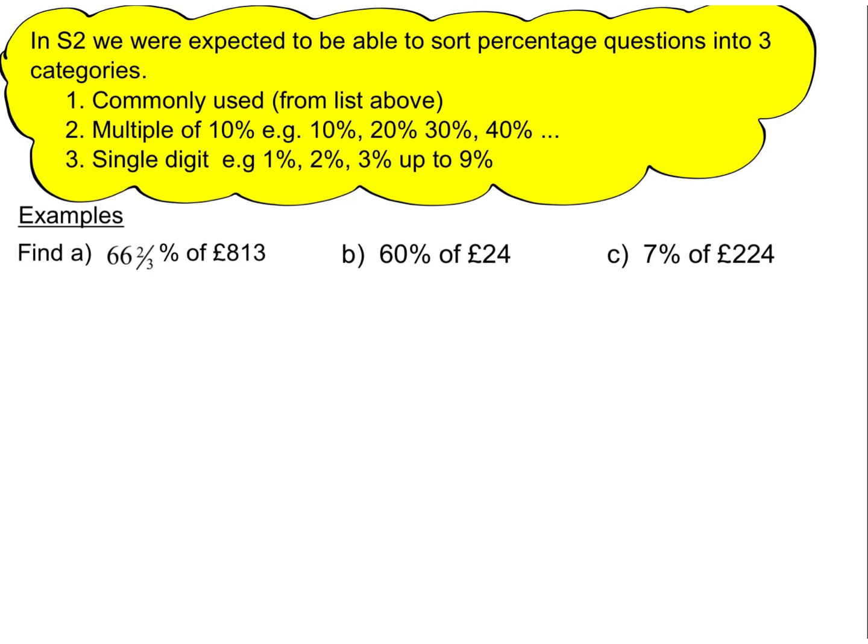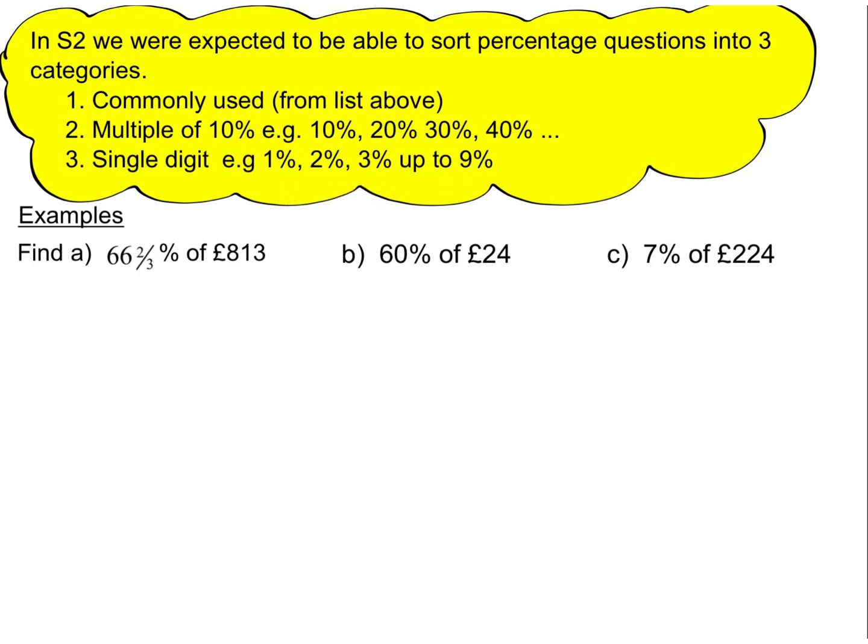Now, when we're asked to find a percentage of an amount, there are basically three types of question you could be asked. So we need to sort them into three different categories. The categories are commonly used percentages. That was the list of percentages and fractions we just showed you, so you need to know that off by heart. Remember, that's really important. Next, any percentage which is a multiple of 10%, so anything in the 10 times table: 10%, 20%, 30%, 40%, etc. Or any single digit percentage, for instance 1%, 2%, 3%, all the way up to 9%, so just one digit in each of those.